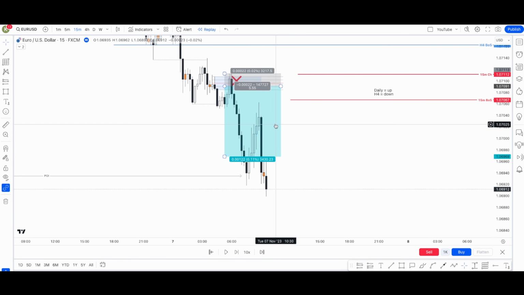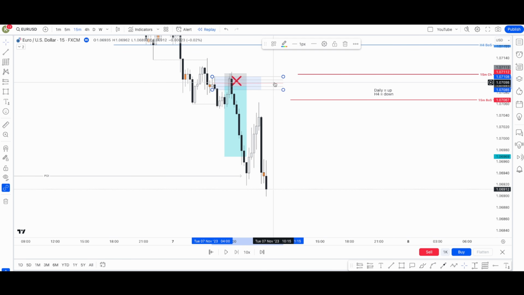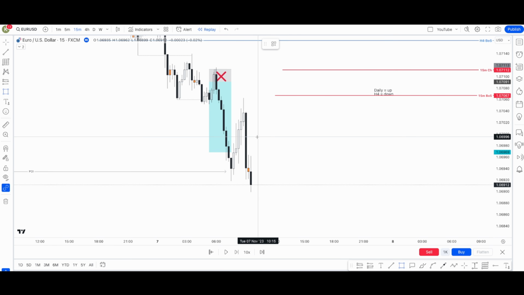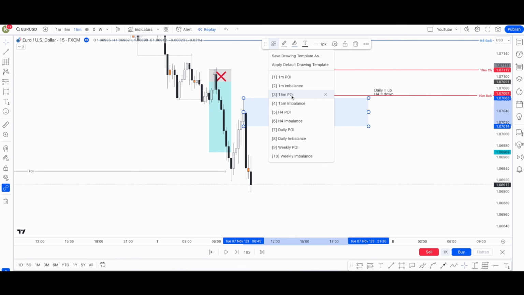Right, another breaker structure. Oh, I'll tell you what, right there, we've left behind a good order block. Let me just get rid of that. I'm going to tidy this up a little bit. Left behind a nice order block right here. I'll explain this one to you now. Let's get that as an M15 POI.